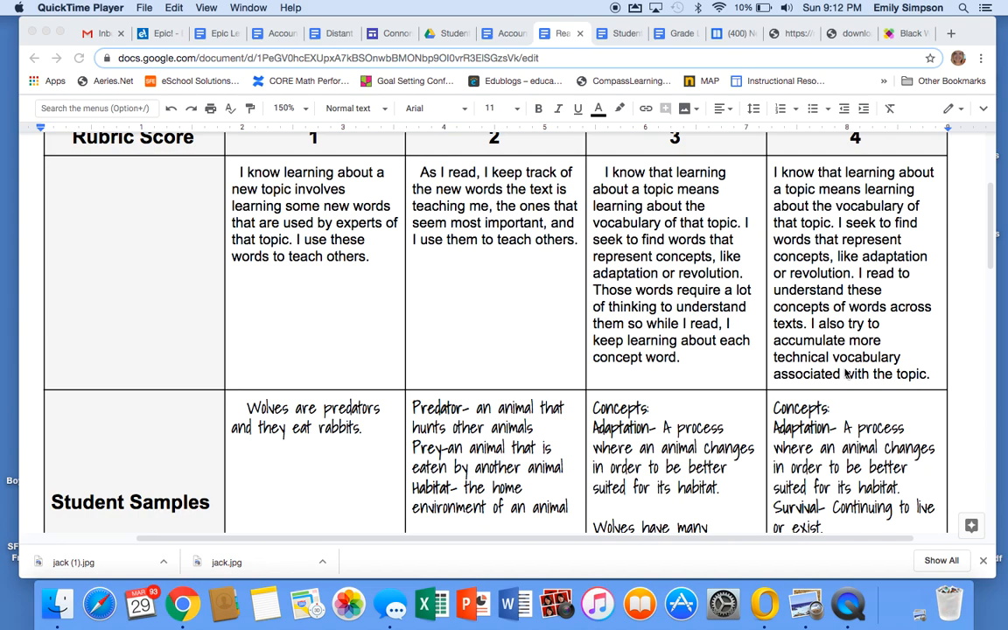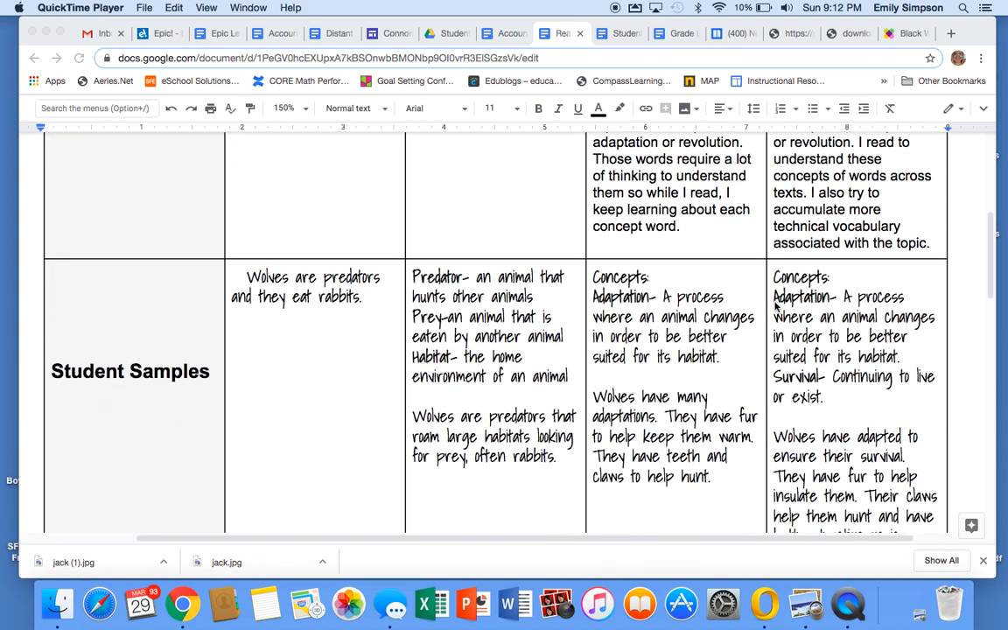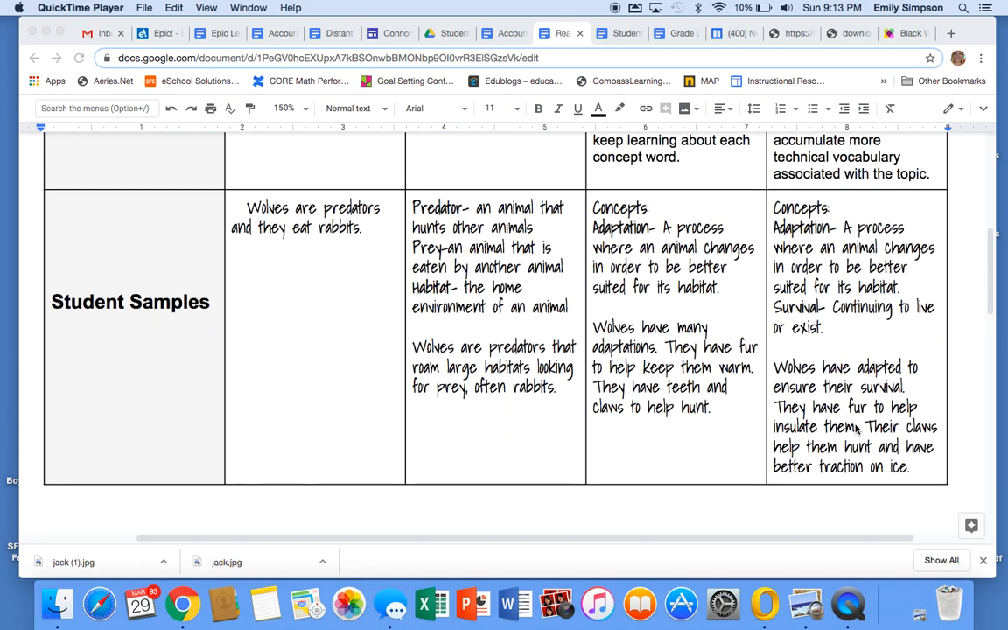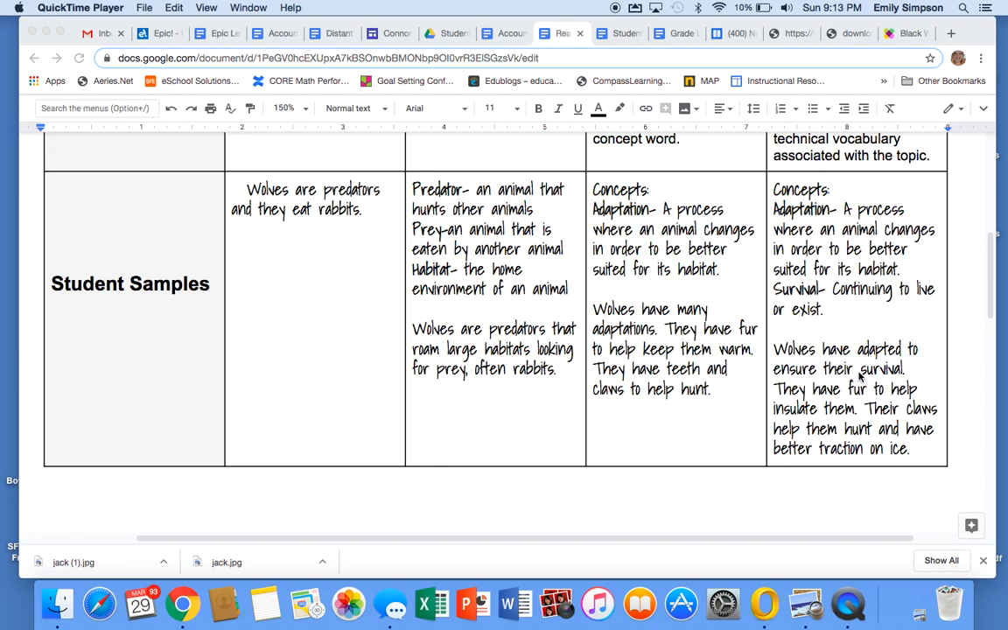associated with the topic. So if you scroll down, you can see the concepts they have are adaptation and survival, big ideas about wolves. And then in their response, I want you to notice this technical vocabulary. Wolves have adapted to ensure their survival. They have fur to help insulate them. Insulate is a technical vocabulary. So instead of saying to help keep them warm, that is insulation. So they're using very precise vocabulary to help teach someone about how fur helps them survive.